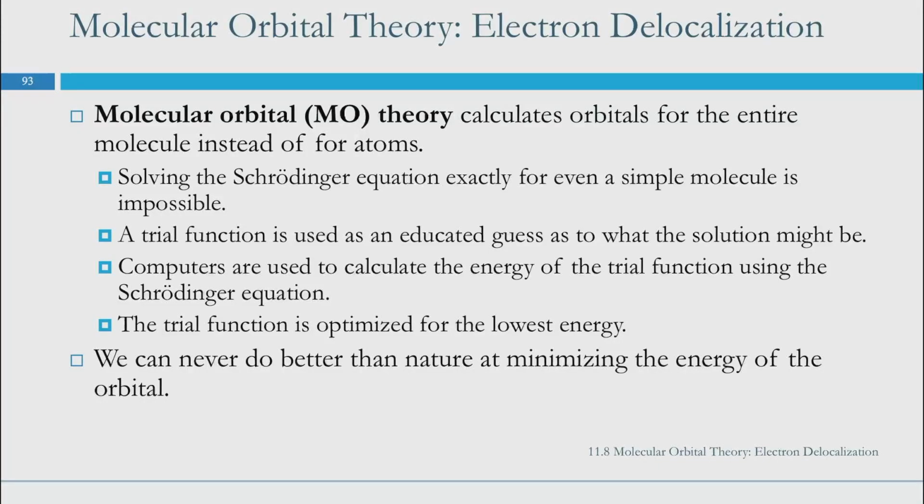All right, last 20-ish slides of chapter 11. We talked about valence bond theory last class, and now we're learning about molecular orbital theory. So MO theory, which if you take more chemistry will get covered in more depth, works for the entire molecule instead of just for atoms.